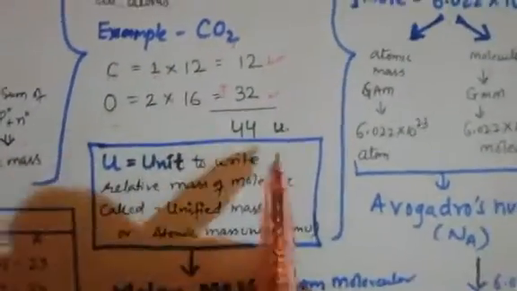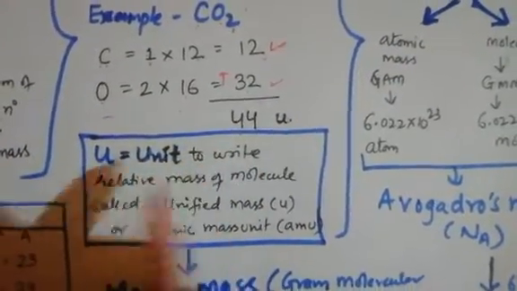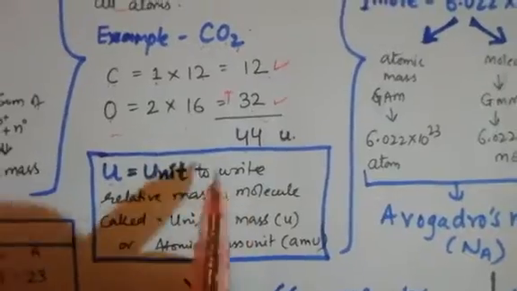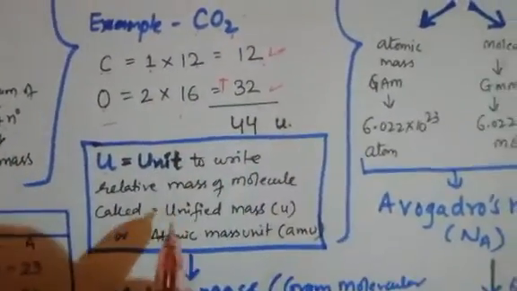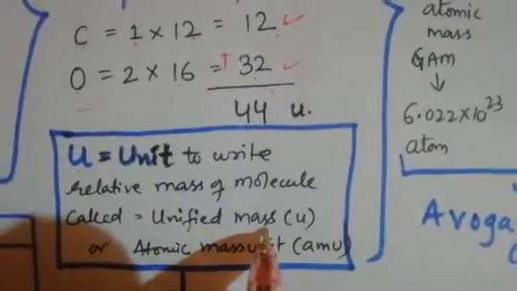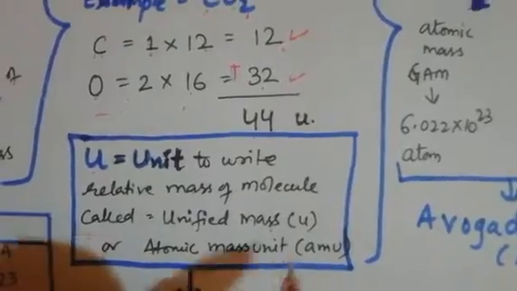So why have I written the letter U here? Let me tell you, U is the unit to write the relative mass of molecules. All the relative mass of molecules is denoted as U, which is nowadays known as unified mass. And it is also written somewhere as AMU, atomic mass unit. You know very well.